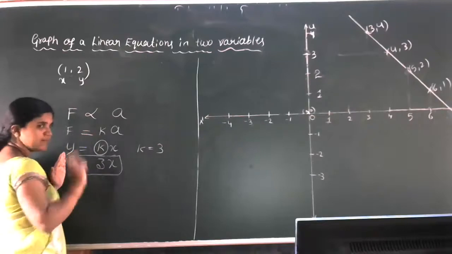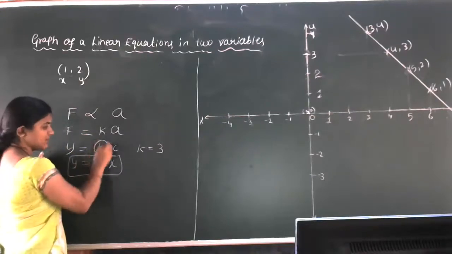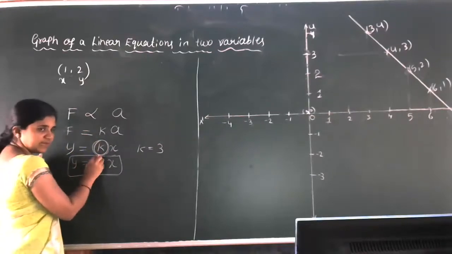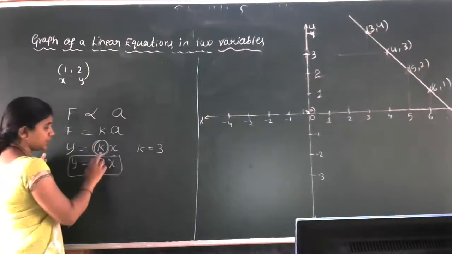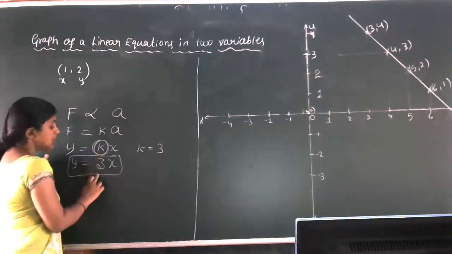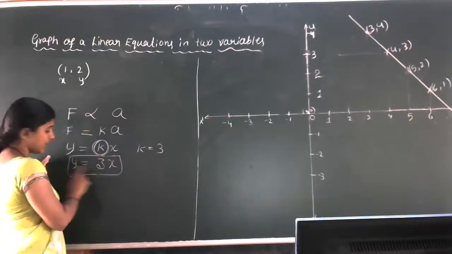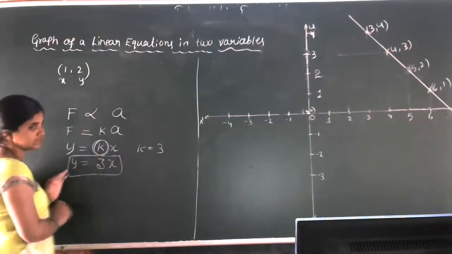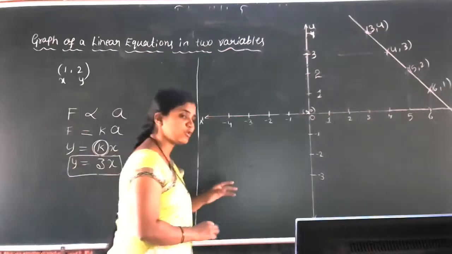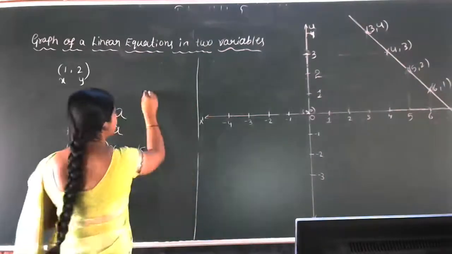In the sum problem actually, they will give this k value. But this is an example problem, they have not mentioned the k value. So they are only telling that k is equal to 3, which we have to take. Then y is equal to 3x. Can you draw the graph of that one? Very simple.